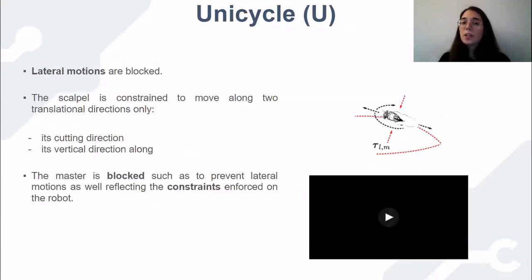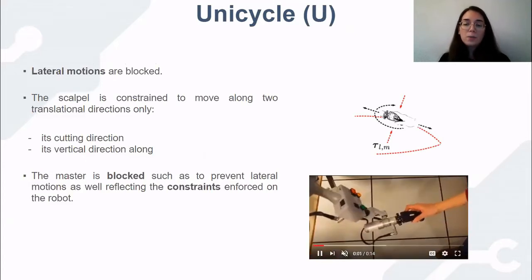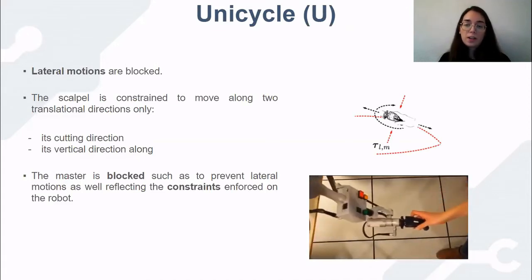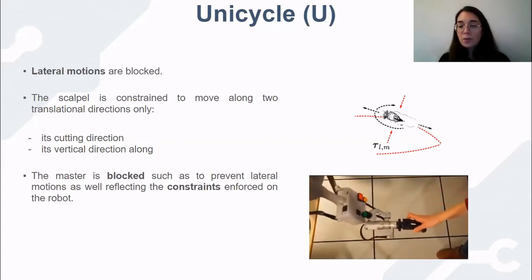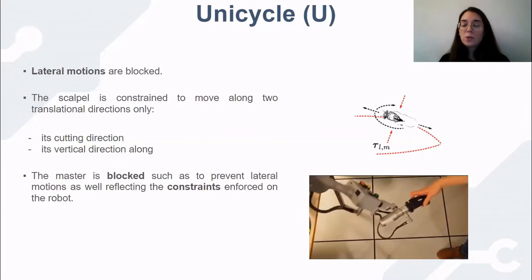In order to take into account the cutting task, we also present a unicycle mode where the lateral motion is blocked, and this constraint is applied both on the master side and on the remote robot side. So the scalpel is constrained to only move along two translation directions, the cutting direction and the vertical direction. So you can see in the video that the user can only rotate and move along the cutting direction. The user can also move vertically, however, the lateral motion is blocked, and this constraint rotates as the master device also rotates.